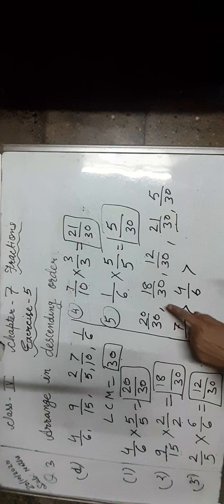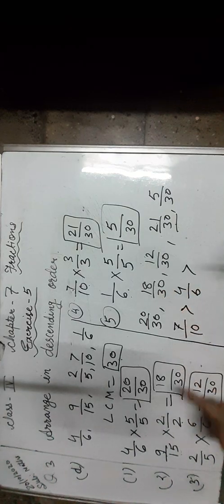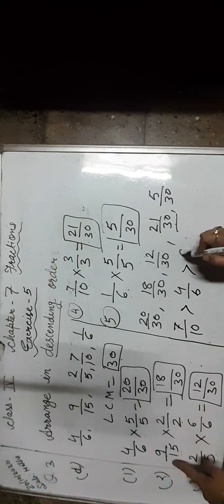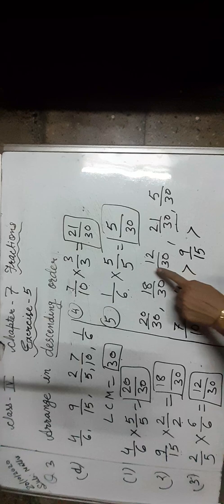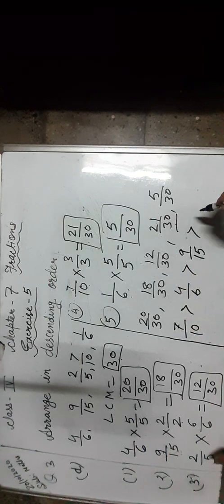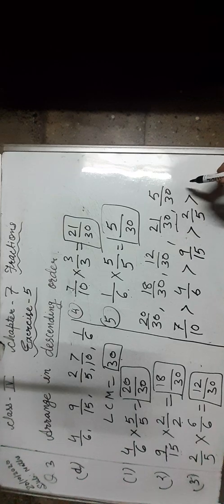Then we have to write 18 upon 30 which is equal to 9 upon 15. Then we have to write 12 upon 30 which is equal to 2 upon 5. And at last we have to write 5 upon 30 which is equal to 1 upon 6.